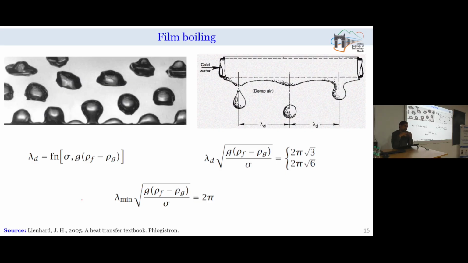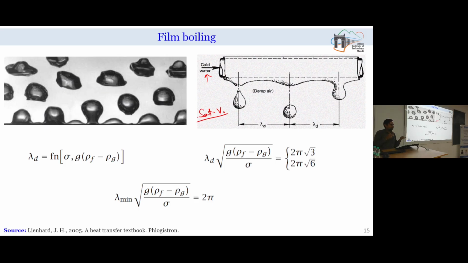One is called Taylor instability, and the second, which typically determines the value of critical heat flux, is Kelvin-Helmholtz instability. So how do these instabilities come into the picture? Let's consider that I have a cylindrical tube. In this cylindrical tube, cold water is flowing, and outside of this tube is exposed to saturated vapor.